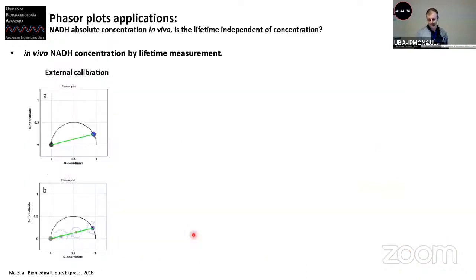So the next application that I want to mention is about using the Phasor plot for absolute concentration of molecules. This is set for NADH, but can be used for any other fluorescent molecule. I mentioned at the beginning of the talk that fluorescence intensity is independent of the lifetime. And this is true, but if you have 2 fluorophores, the position in the phasor will be the ratio between the amounts of the 2 fluorophores. It's independent of lifetime, but now we can use this linear combination rule in order to quantify how much I have of a fluorescent molecule that I don't know. And how can we do that?